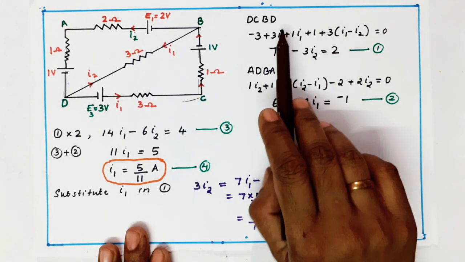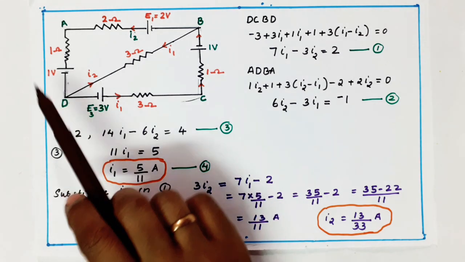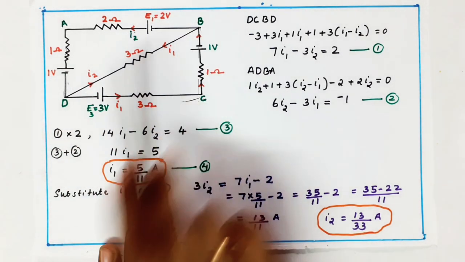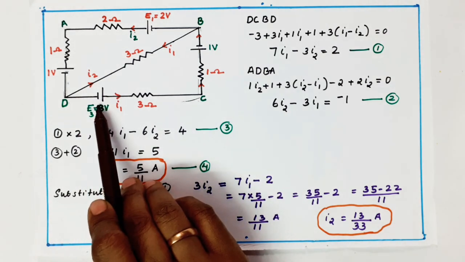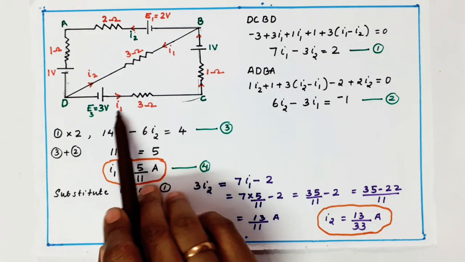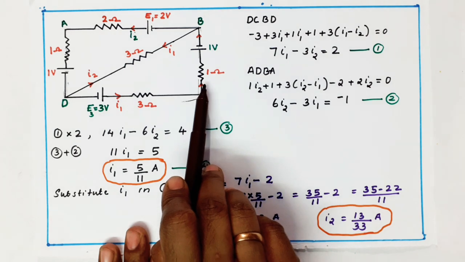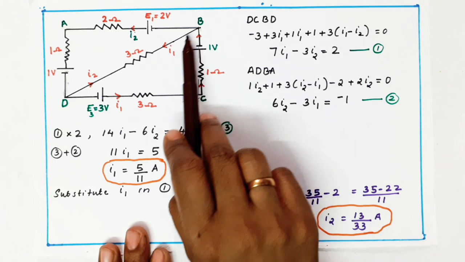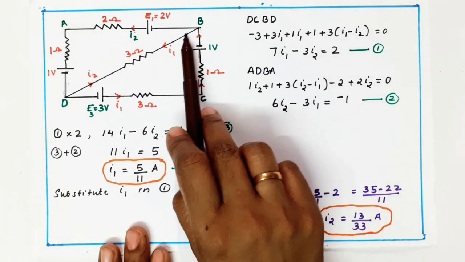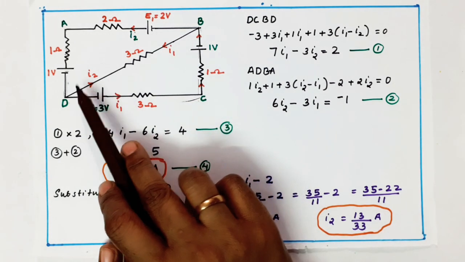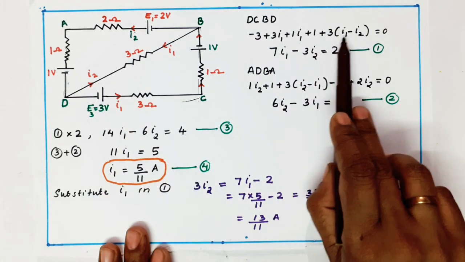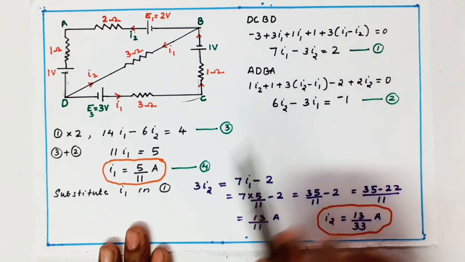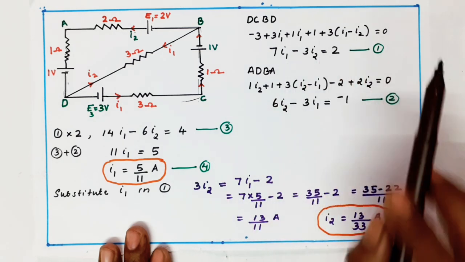Then I have taken the loop. Which loop? D, D, C, B, D. Take this loop. First the negative terminal: minus 3, plus 3I1, plus 1I1, plus 1 volt because positive terminal. When I am going like this, you should be very clear here. Here my I1 is coming down, but I2 is opposite. So I wrote I1 minus I2 into 3 equals 0. I got the first equation: 7I1 minus 3I2 equals 2.